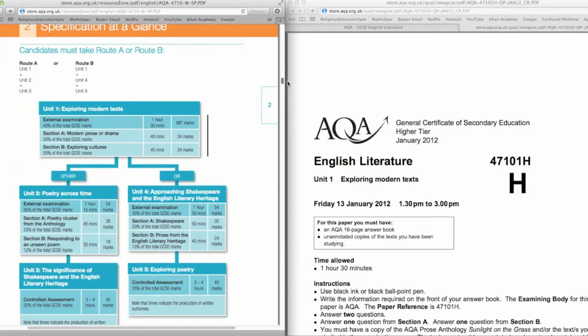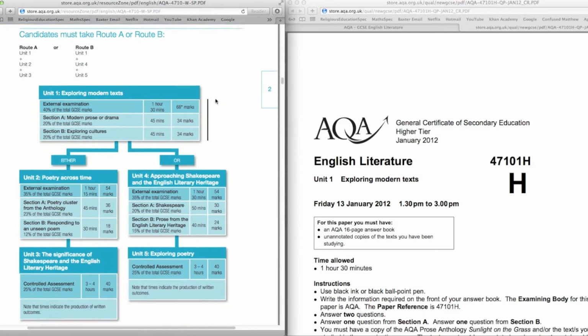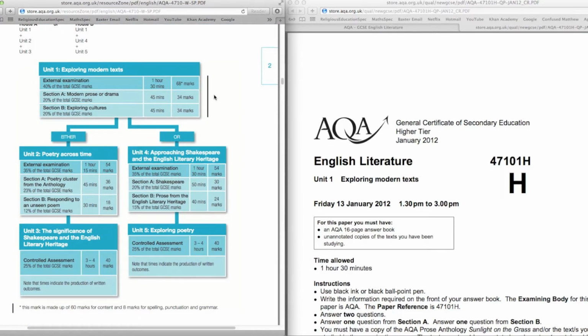It's this here where it says specification at a glance. You'll notice it says candidates must take route A or route B, which means there's two separate routes for the English Literature exam, and I wasn't aware of this until quite recently. The route I am taking, along with most of my classmates, is Unit 1, and where it says either Unit 2, Poetry Across Time, and Unit 3, The Significance of Shakespeare and the English Literary Heritage, this Unit 3 part we've already done. My year has, at least.